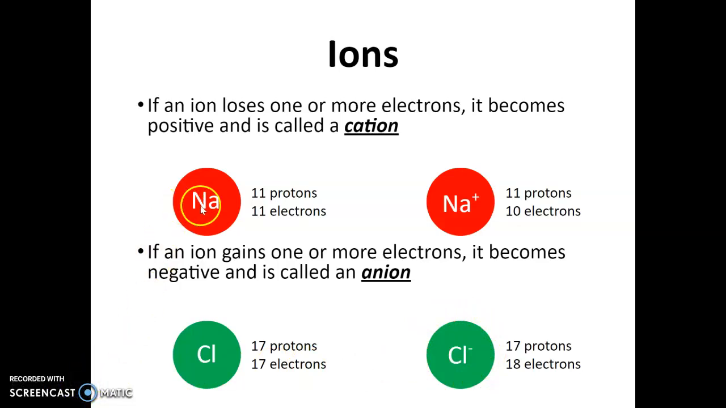So again, if it's neutral, we would just say sodium atom, chlorine atom. Here, this would be a sodium cation or a chlorine anion. So again, that's going to help us distinguish whether or not these atoms have charges.